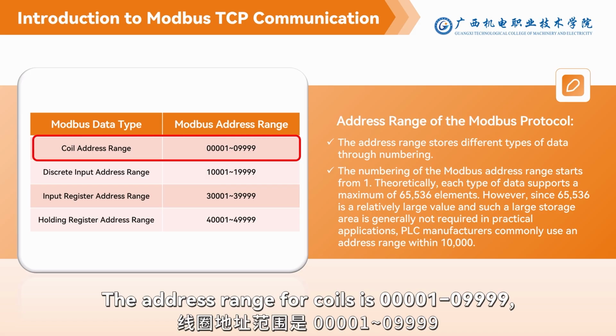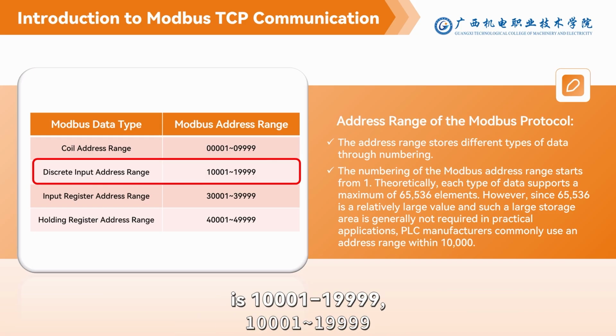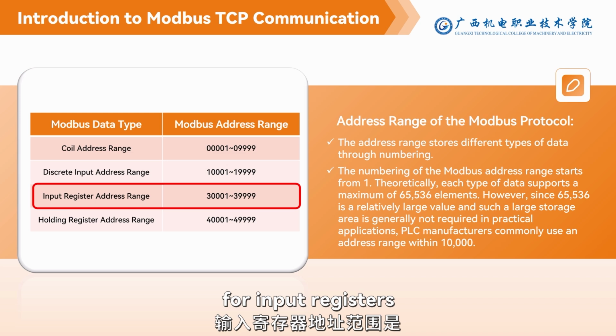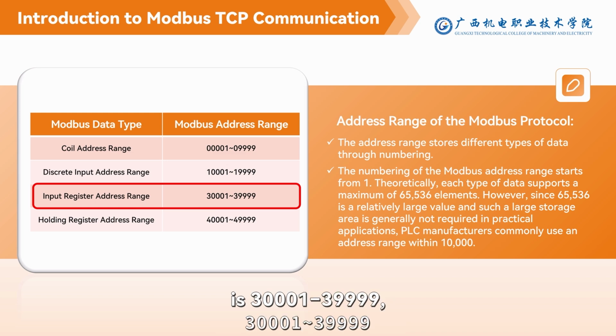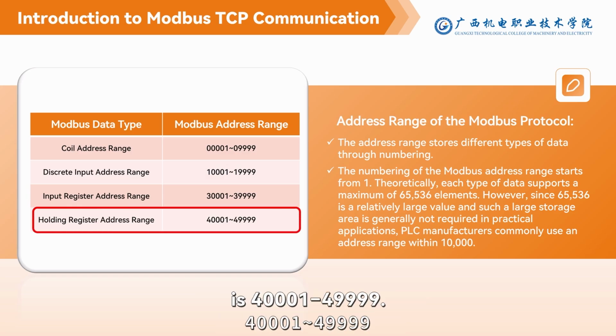The address range of coils is 00001 to 09999. For discrete inputs is 10001 to 19999. For input registers is 30001 to 39999, and for holding registers is 40001 to 49999.